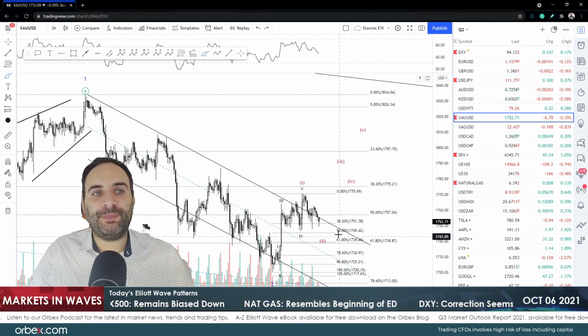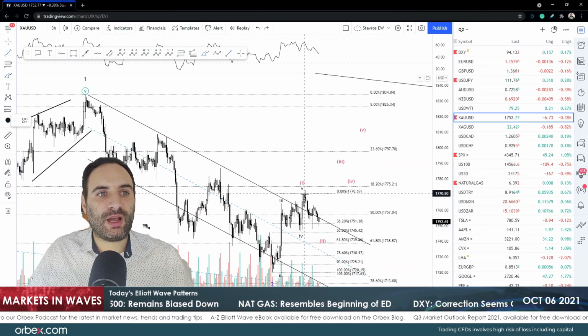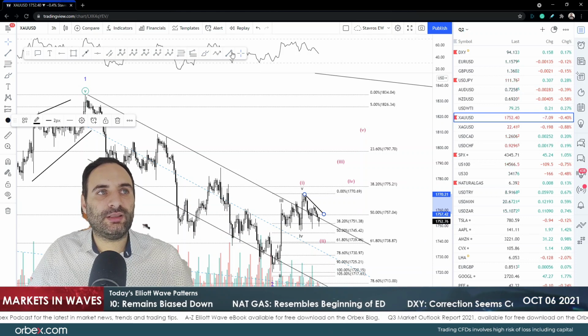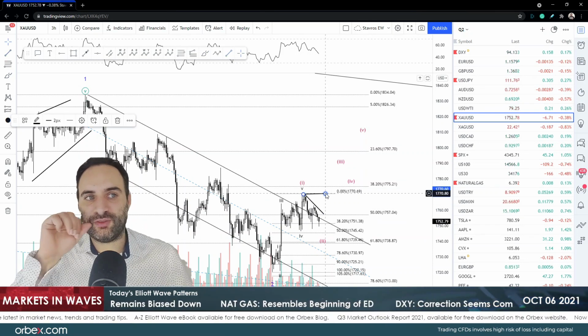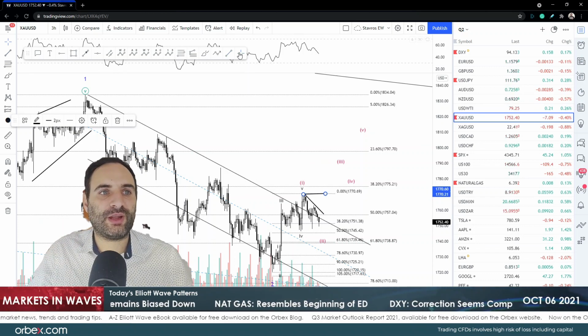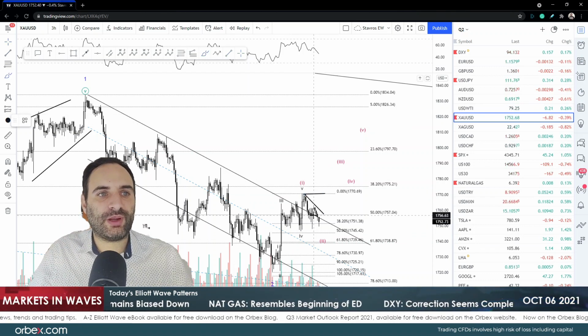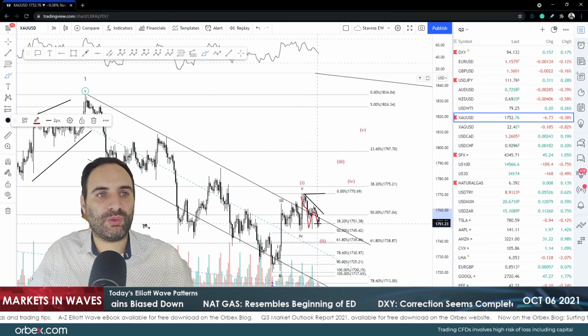Now if we cross back above this trend line, then we really need to look at the previous high. That will be the next validation. If we break above the previous high, then our correction is finished. This is ABC, and that's going to be 1, 2, 3, 4 and 5.